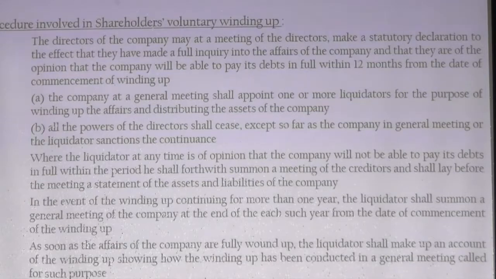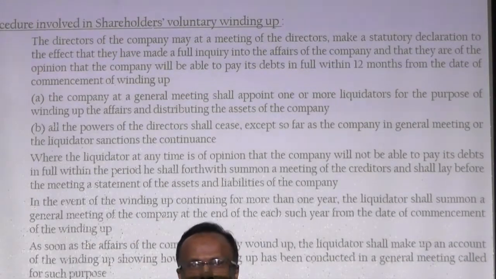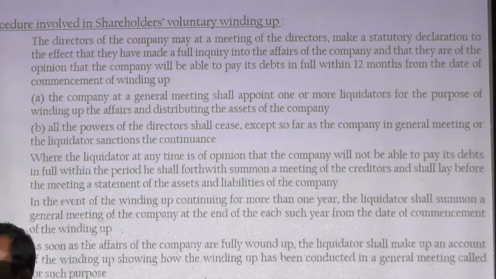In the event of the winding up continuing for more than 1 year, the liquidator shall summon a general meeting of the company at the end of each year from the date of commencement of the winding up, to keep all the members and the creditors informed of the steps that the liquidator has taken with regard to the winding up process.